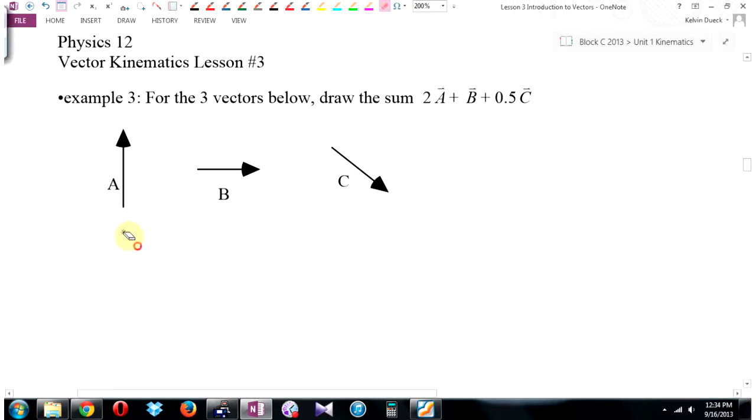Thankfully, all they want us to do is draw this, not solve. Here's vector A, but that's not quite what it says here. Mickey, what does it say? What's in front of the A? What do you think 2A would look like? The same as vector A, but twice as long.